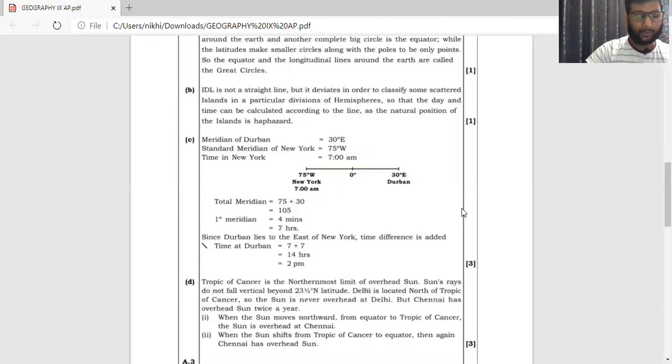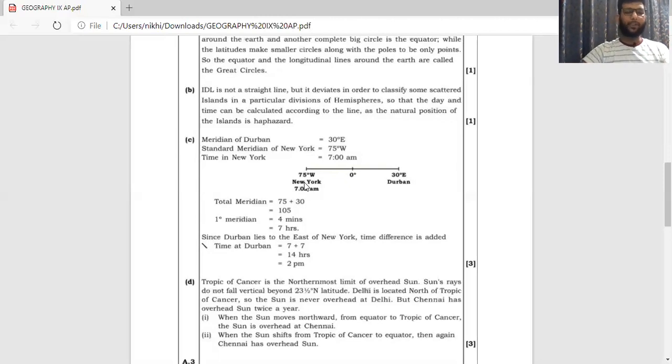So the question is: calculate the time at Durban, longitude 30 degrees east, when the time is 7 a.m. at New York, whose longitude is given as 75 degrees west. What we've done is: meridian of Durban, which was already mentioned, is 30 degrees east. We know this information is given. Standard meridian of New York is 75 degrees west. Time in New York is 7 a.m. Looking at that, whatever information we have, we've kept on the left-hand side. In between we have 0 degrees, which is nothing but your prime meridian.